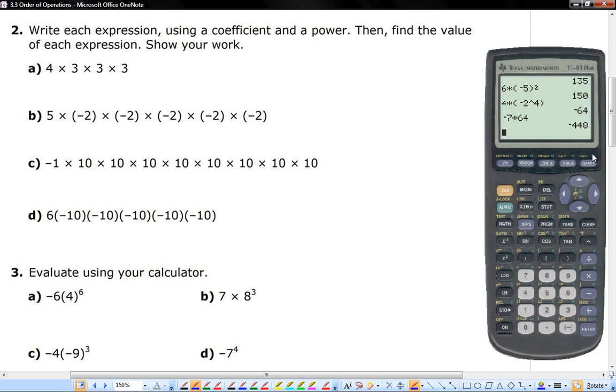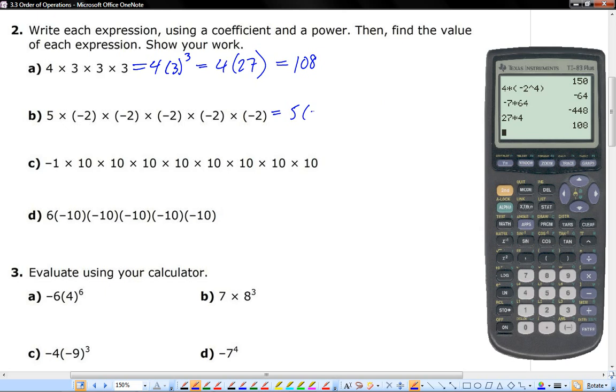Number 2, we're going to write each expression using a coefficient and a power, and then find the value of each expression, showing our work along the way. So this is 4 times 3 cubed. We did 3 cubed before, we know that's 27. If you multiply that by 4, you get 108.